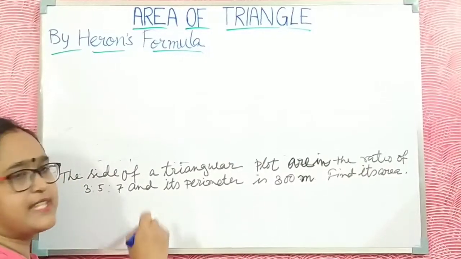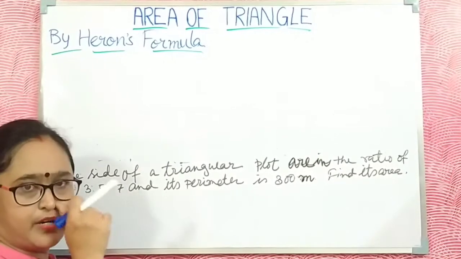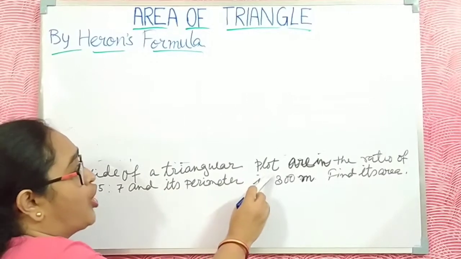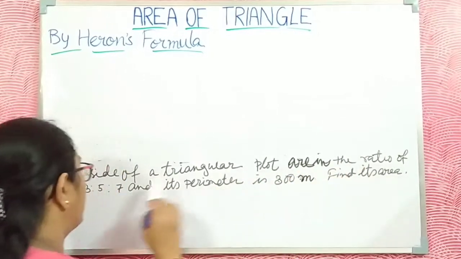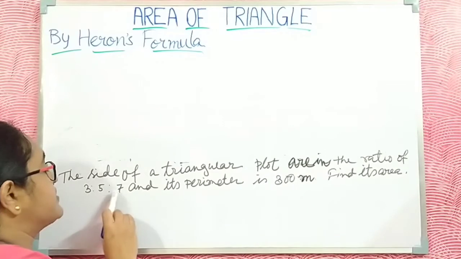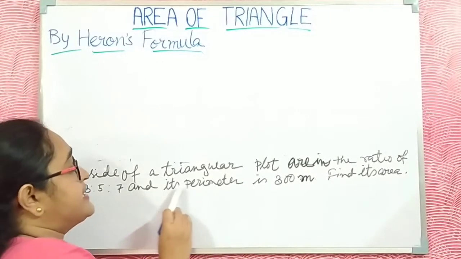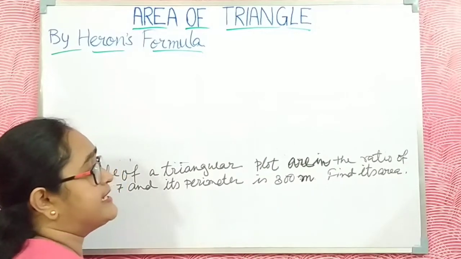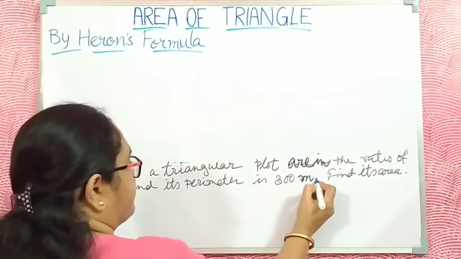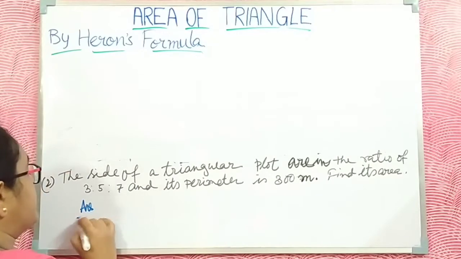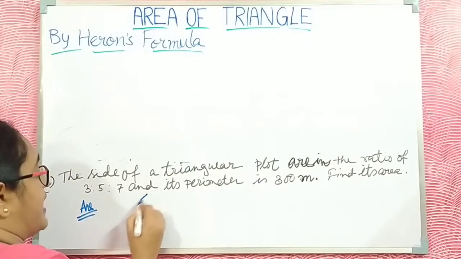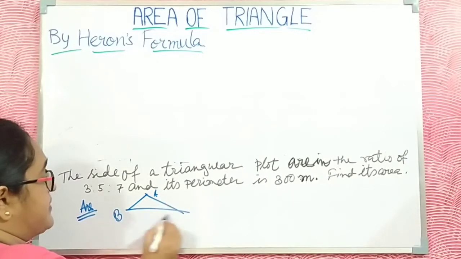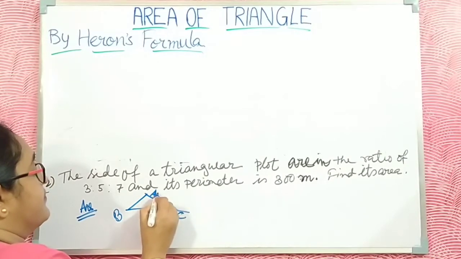Now I discuss another example under Heron's formula. The sides of the triangular plot are in the ratio of 3:5:7 and its perimeter is 300 meter. Find its area. Now I discuss this one. Here I draw a triangle and give the name ABC.